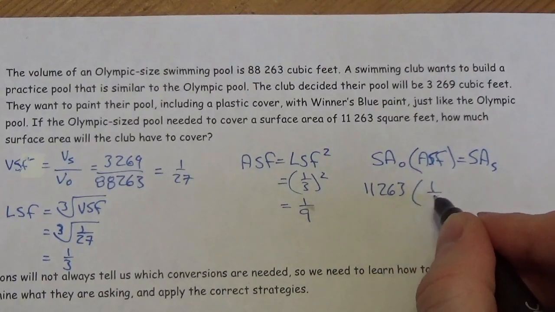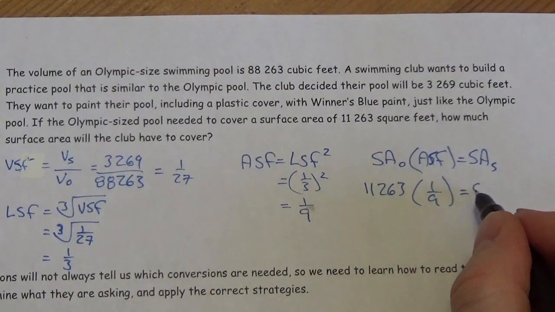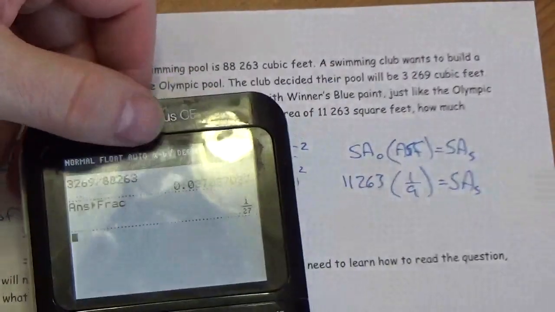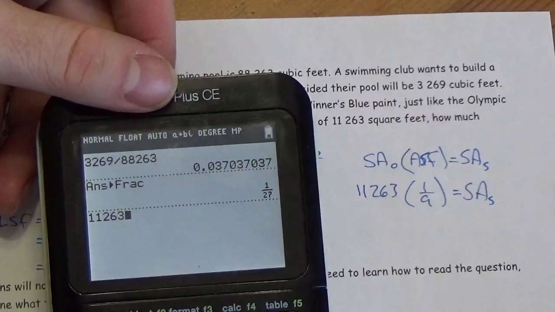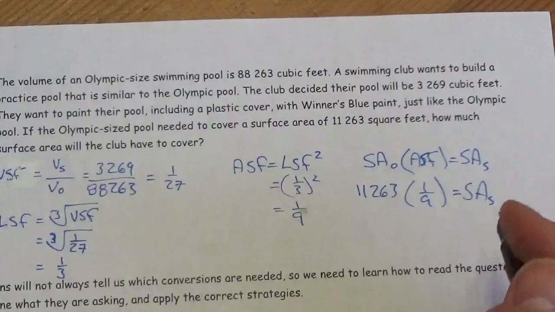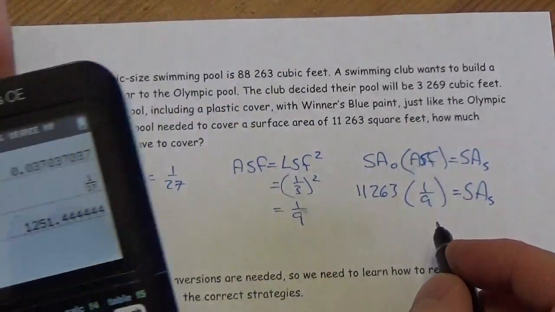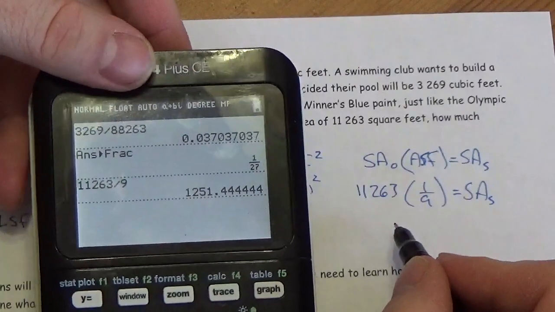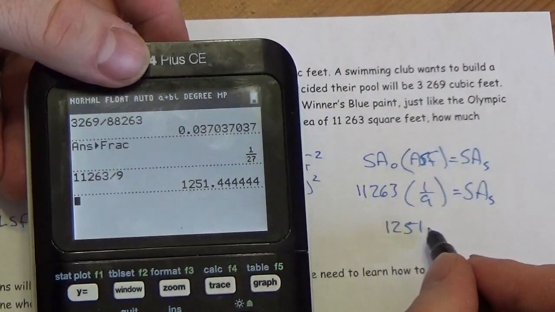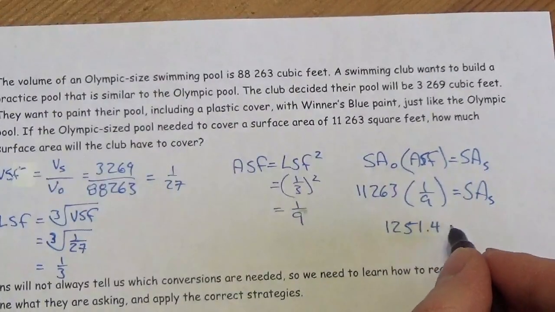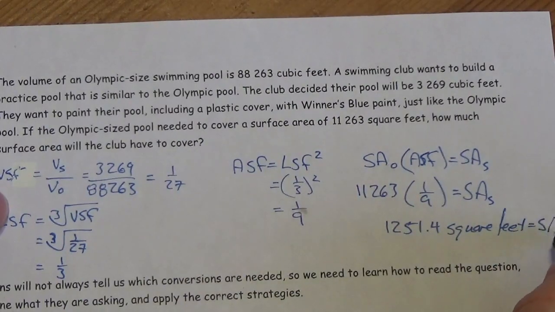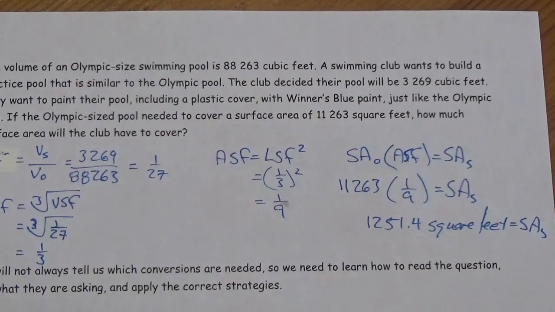11,263 square feet multiplied by 1/9 is going to equal the surface area of that small pool. So now let's grab the calculator. Let's do it. So 11,263 divided by 9, and we get, I want to make sure that I plug that in right. I was expecting a prettier number, to be honest with you. 1,251.4 square feet. That is the surface area of the smaller pool. And there you go.